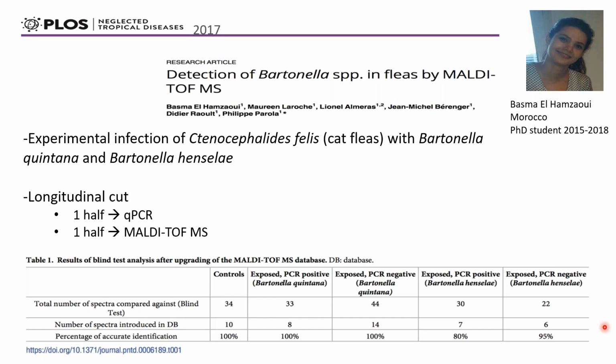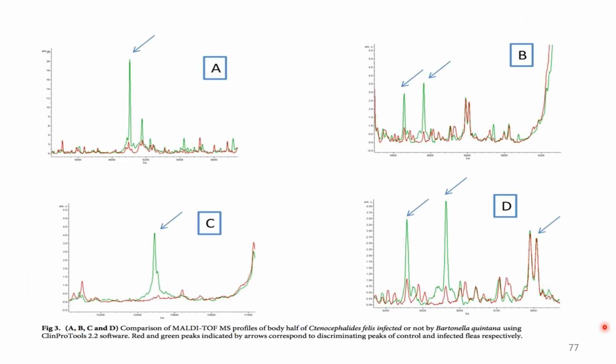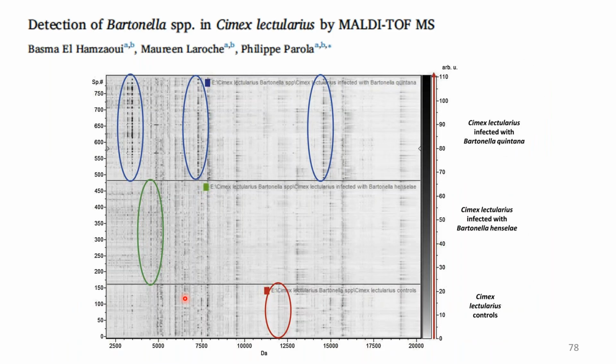What was really interesting in that case is that we ended up with three categories: the controls, who had just been fed non-infected blood, the exposed fleas, which had been exposed to infected blood but cleared the infection, and of course the infected fleas that were exposed and PCR positive. You can see here, same as with Plasmodium, very distinguishing peaks in the superimposition of the average spectrum of the two different categories.